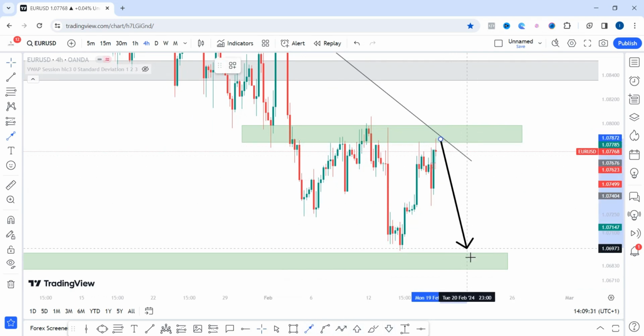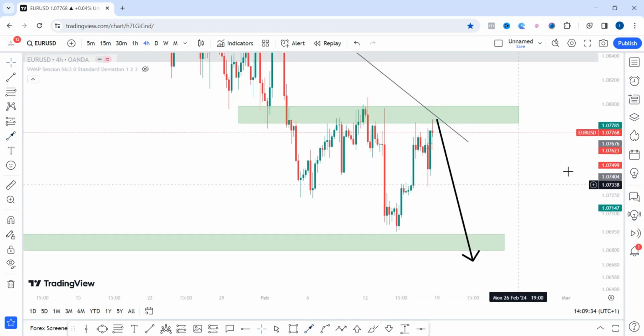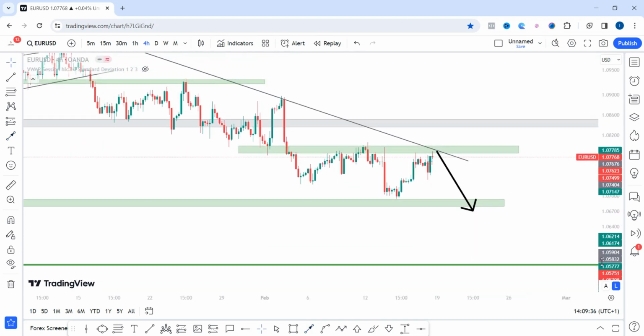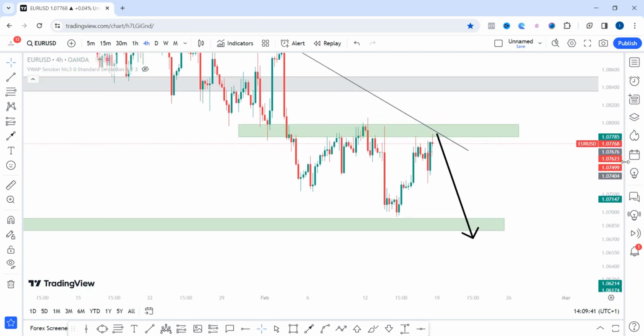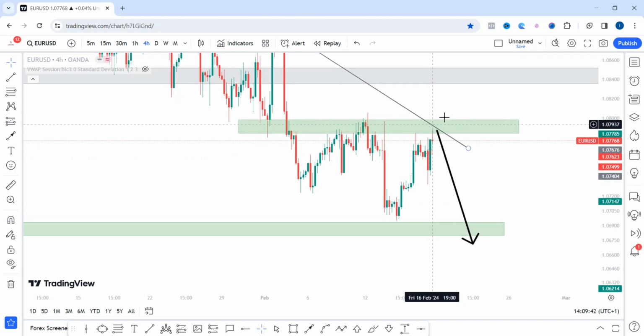Price can easily continue dropping to the downside. Remember, my overall target for now is 1.05377 on euro dollar. So if price breaks and closes above this trend line and this zone, then we are coming to this gray area, which is once again 1.08354.